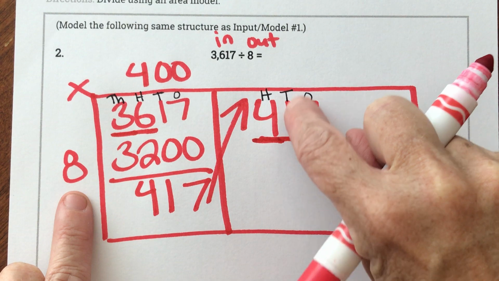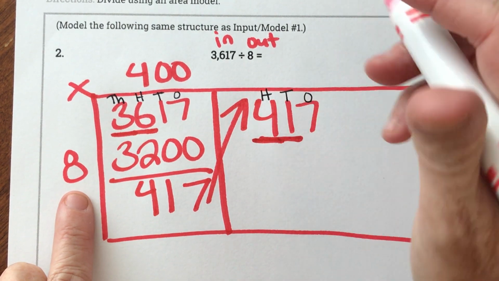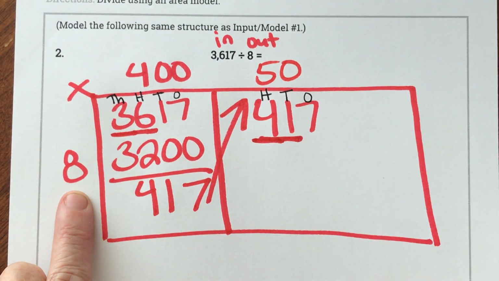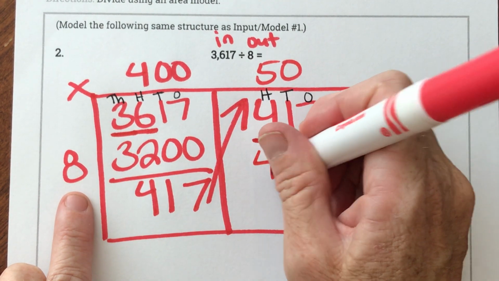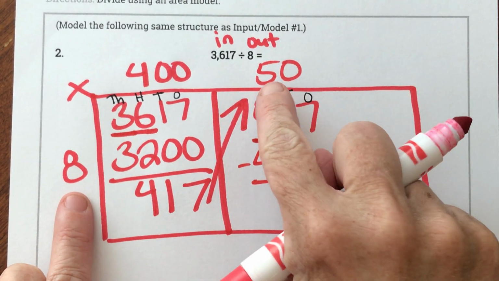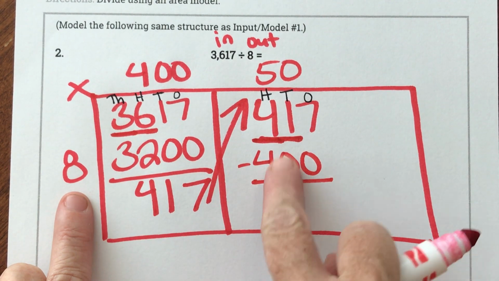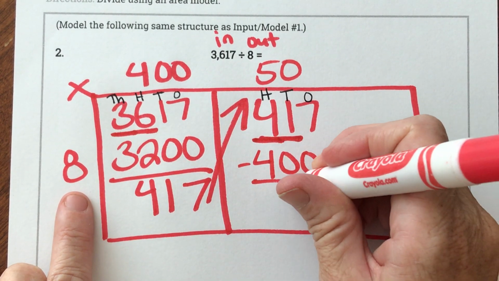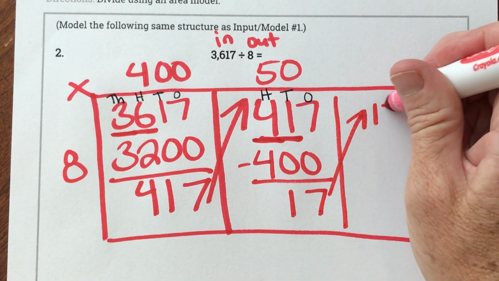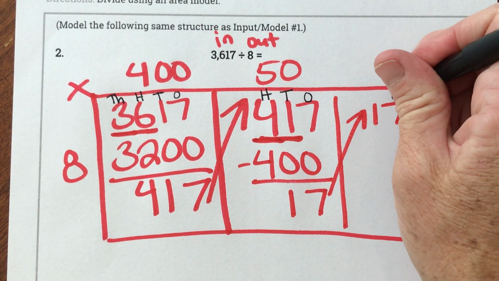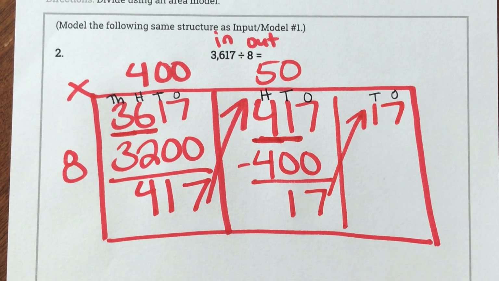But it's in the tens place value. So it's 5 tens, which is 50. Okay, and 50 times 8 is 400. And I knew because 5 times 8 is 40 and then 1 extra 0. Okay, so I'm going to subtract and bring up my 17 and label my place values.